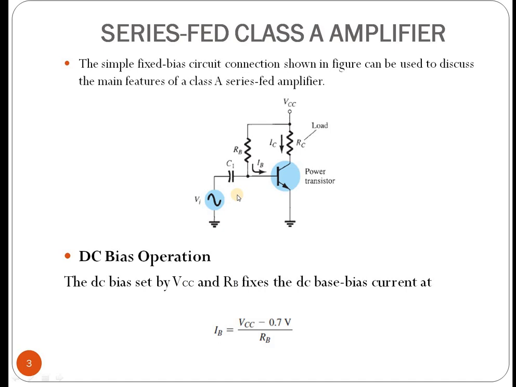For the DC bias operation we can derive one equation, the base current equation: IB is equal to VCC minus 0.7 volt, divided by RB. You know, the 0.7 volt is the internal voltage of this transistor, and RB is the base resistor. Through this we can calculate the current through the base, the IB current.